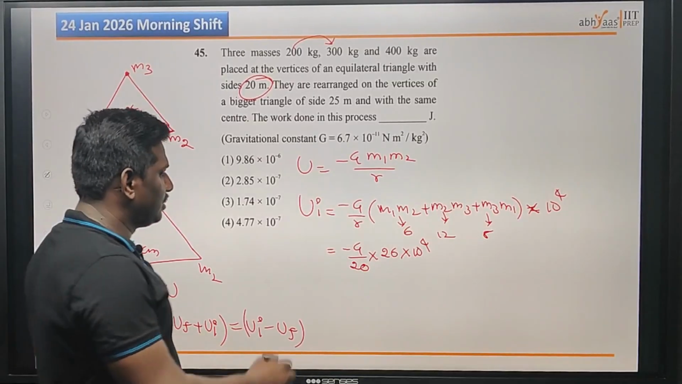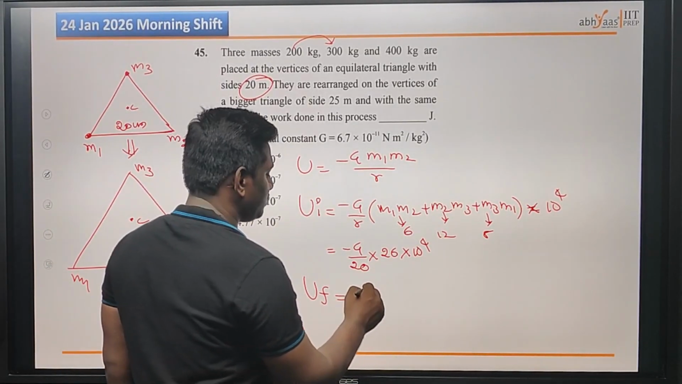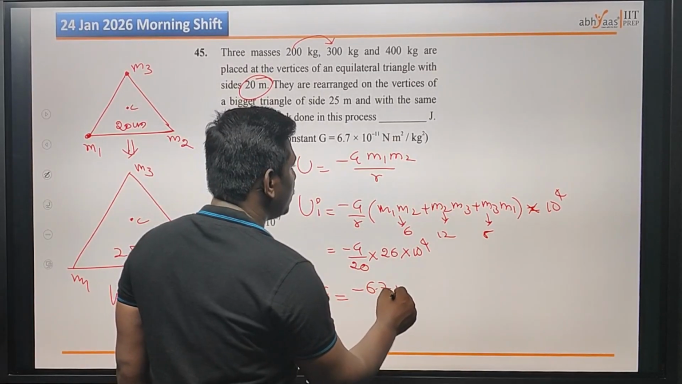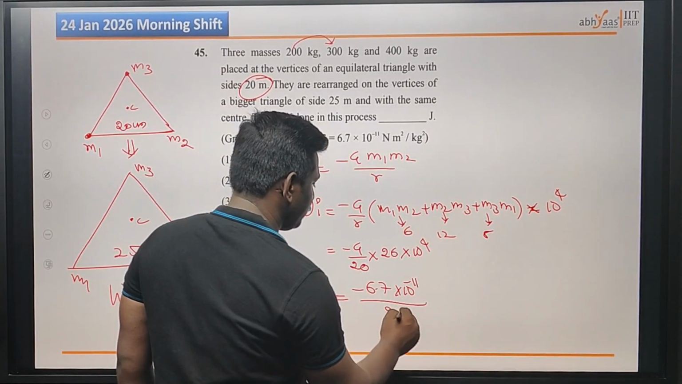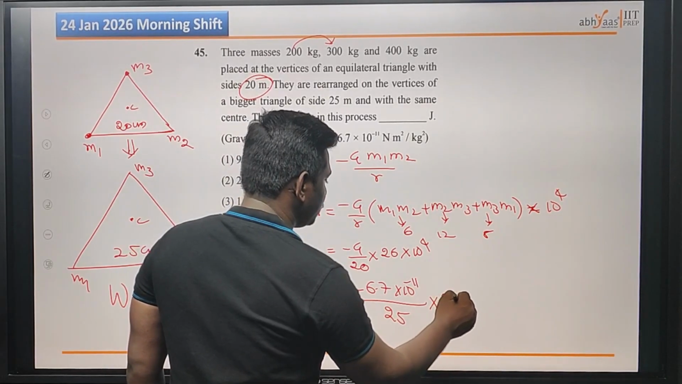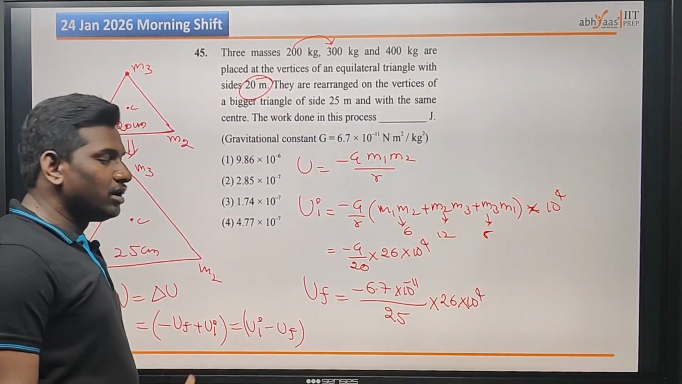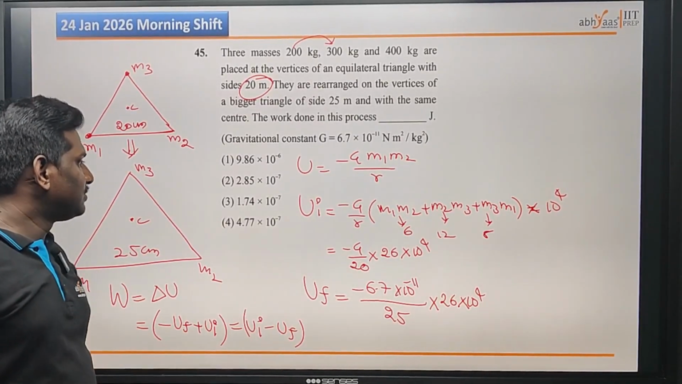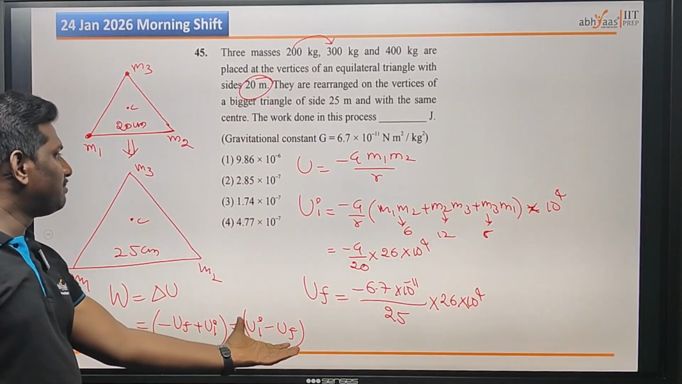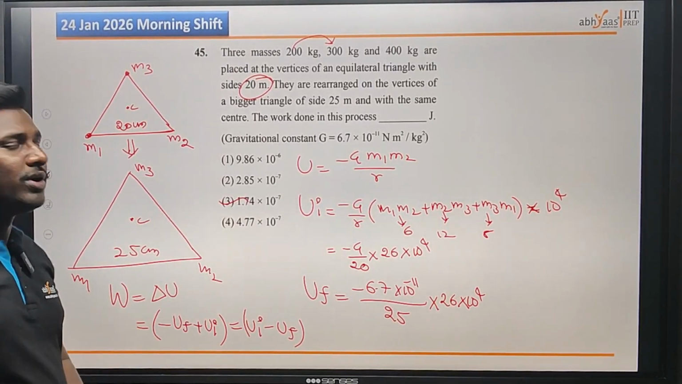So similarly, U final can be written as minus G, that is nothing but 6.7 into 10 to the power minus 11 by 25 into 26 into 10 to the power 4. Initial energy minus final energy. If you do the simplification, you will get the answer 3. Option 3 is your answer.